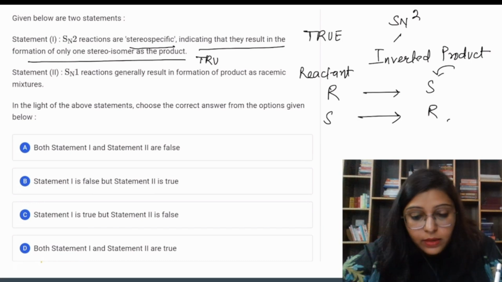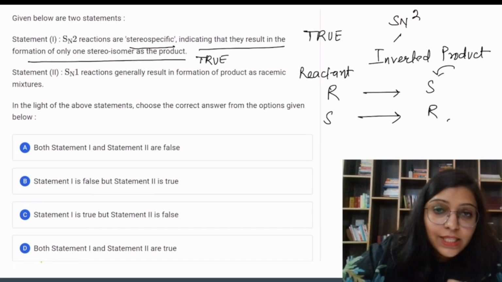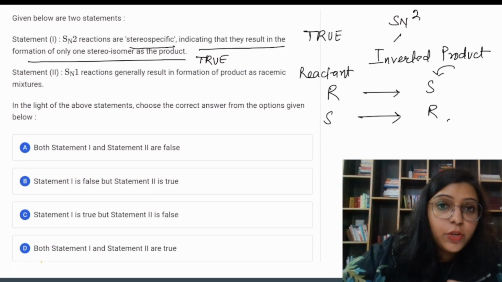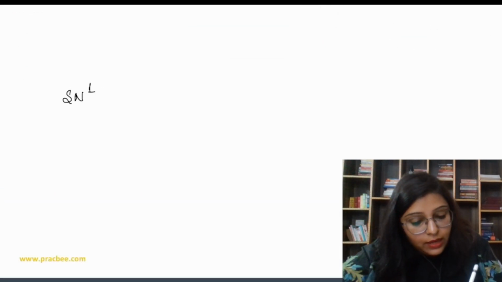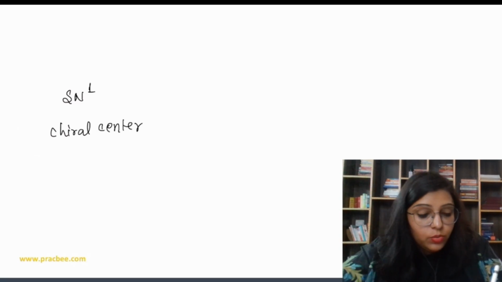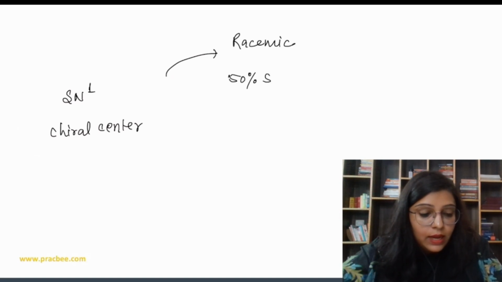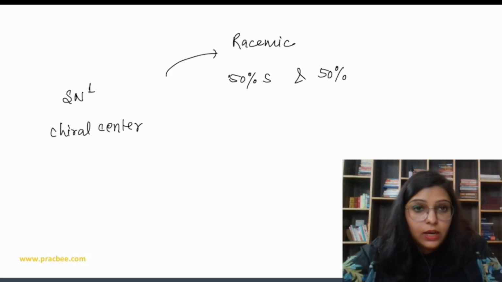This is true. Next, SN1 reactions generally result in the formation of racemic mixture. Very true. If you have SN1 and you have the chiral center, then you get racemic product. Racemic product means 50% S and 50% R.